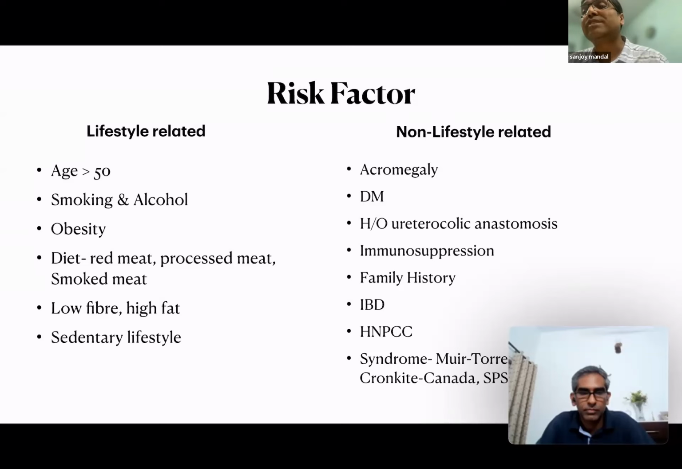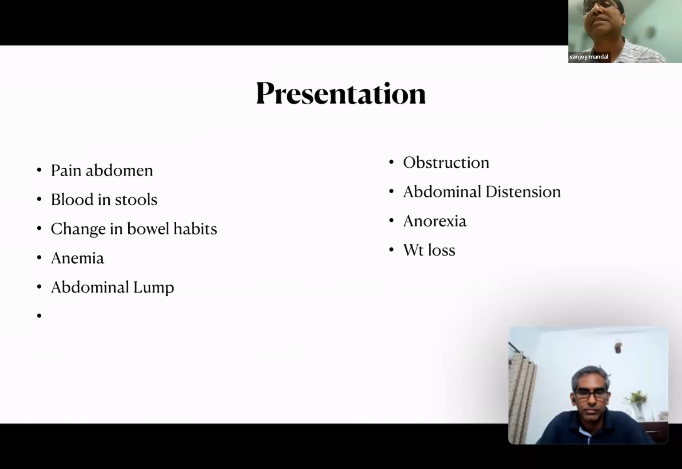Those who have a family history, especially those who have first-degree relatives who have had cancers. Then you have inflammatory bowel disease, and a whole group of hereditary non-polyposis coli, and the polyposis syndromes, a whole lot of polyposis syndromes which are available. Now, all these have a very high risk of developing colon cancer as these patients' age progresses.